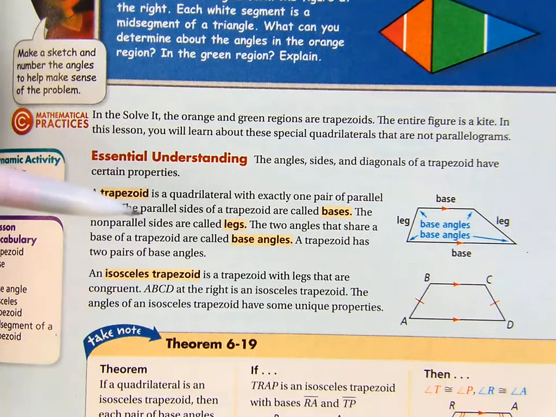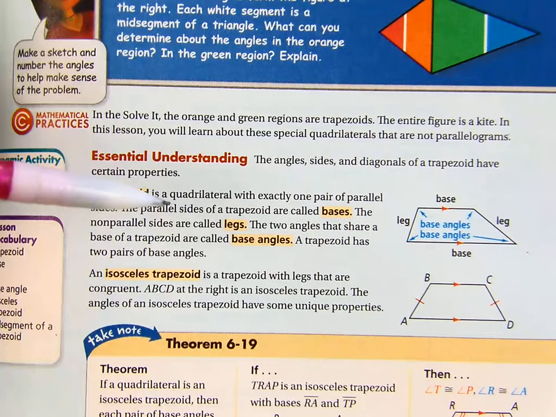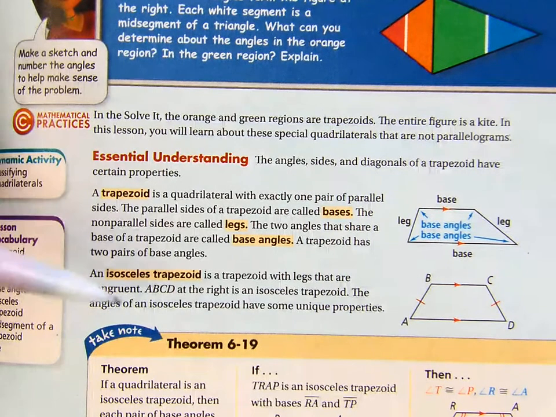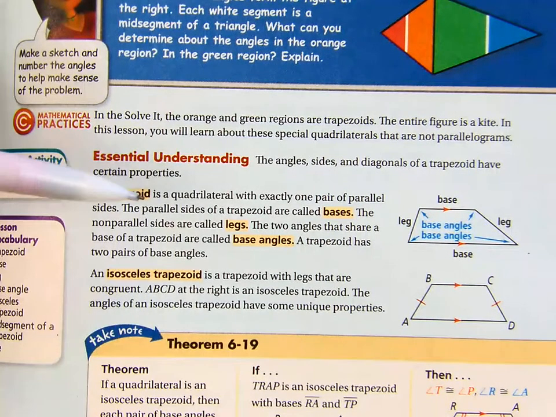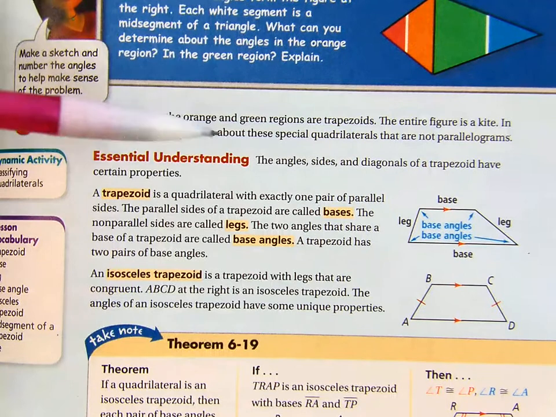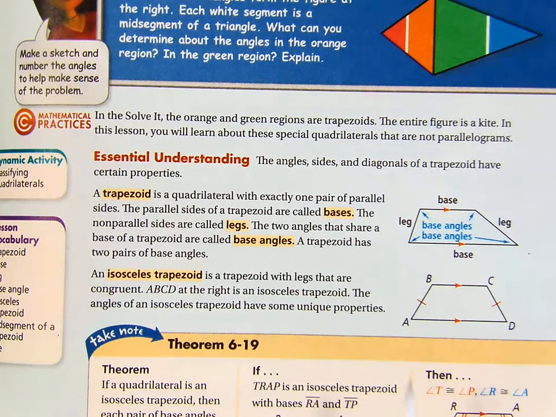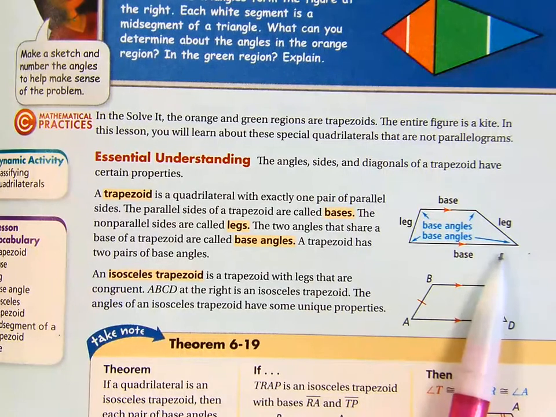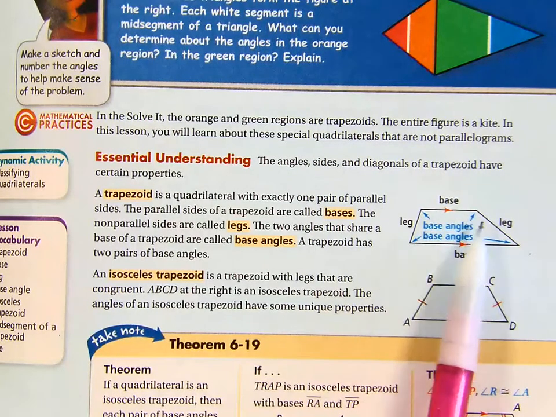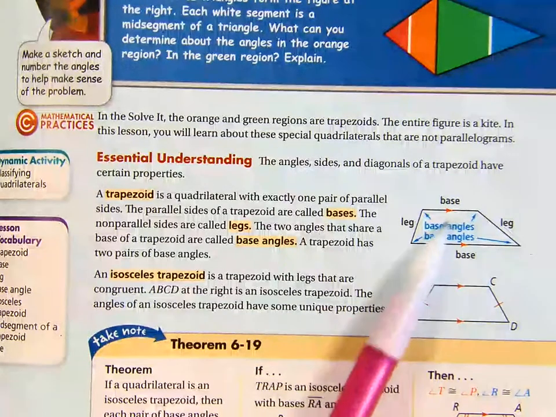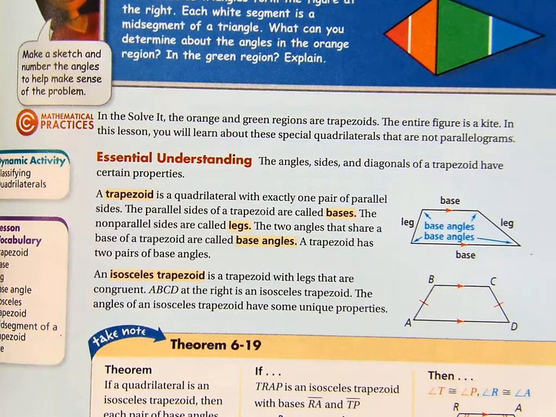The non-parallel sides are called the legs, just like an isosceles triangle. We call them legs. We also talk about, down here, you'll see isosceles trapezoid. So the legs are the non-parallel sides. The two angles that share a base of a trapezoid are called base angles. So it's going to have two pairs of base angles. This angle and this angle are base angles, and these two are also base angles. All the angles really are base angles, because they share a side with a base. Okay, and a trapezoid has two pairs of base angles.